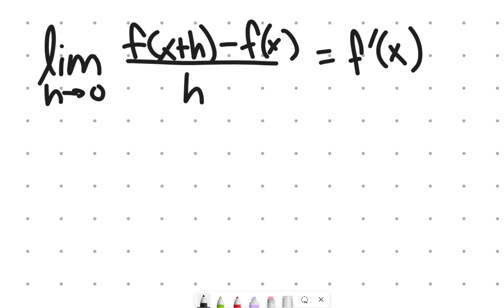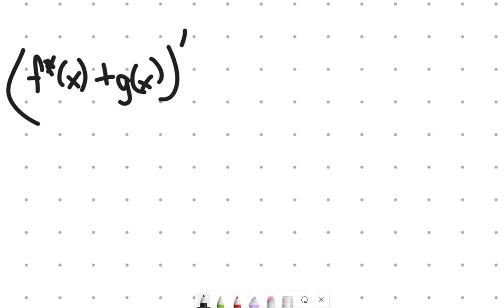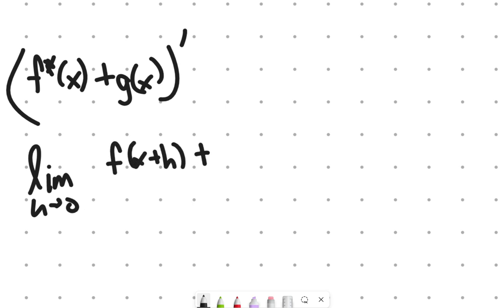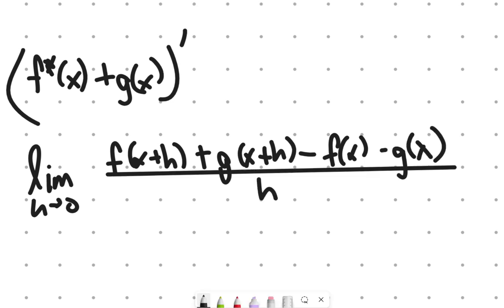But when we want to take all of the variables as x, then we can just put it as x. So if we want to take the derivative of f of x plus g of x, then we have to take the limit of this simple function. So we just take the limit as h approaches 0 of f of x plus h plus g of x plus h minus f of x minus g of x, and the whole thing over h.